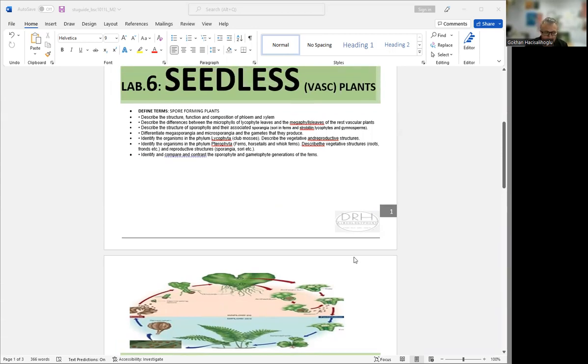Some phyla that you need to be familiar with. Phylum 1 is club mosses, which is also called Lycophyta.